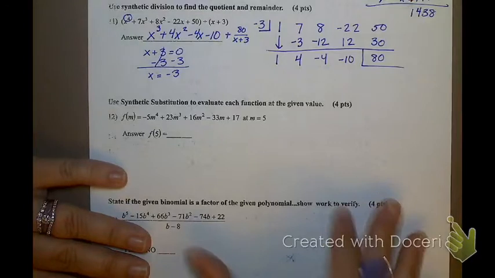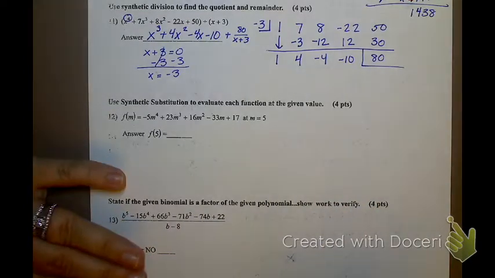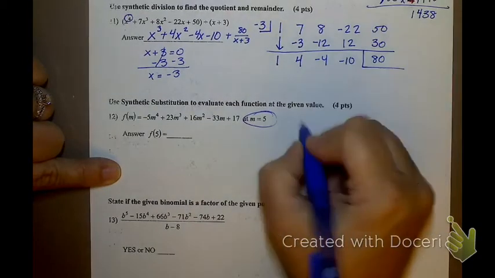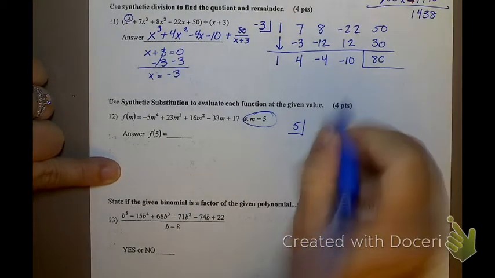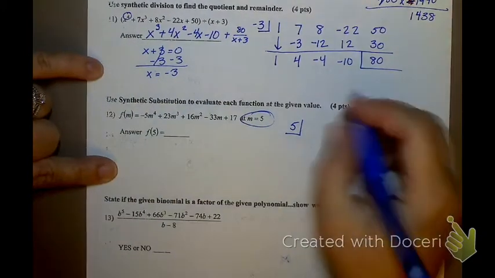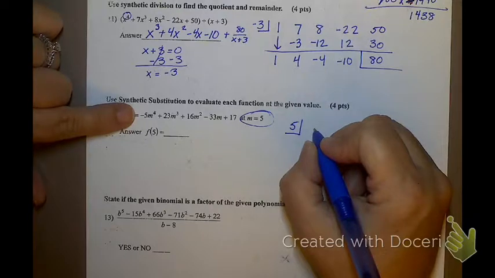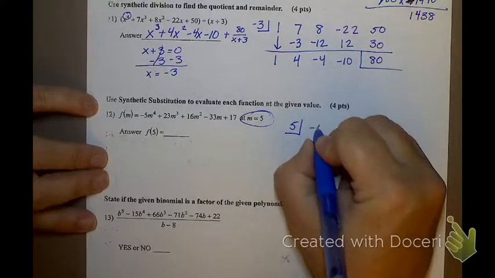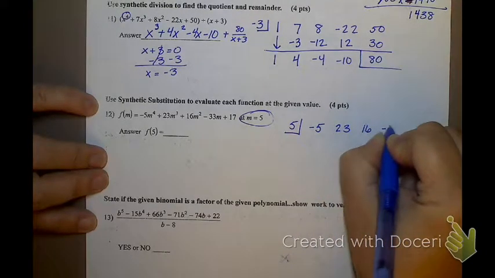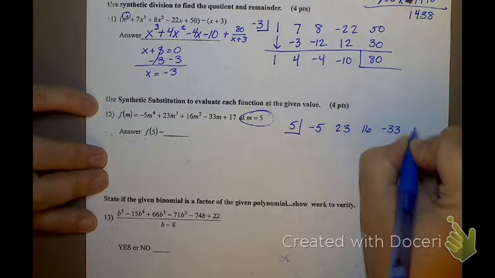So much easier. All right, synthetic substitution. How does synthetic substitution work? Well, what's my box number? Why is it not -5? Because it's already two. They already got it to this form, right? Do I have any placeholders? 4, 3, 2, 1, 0. I don't think I do. So -5, 23, 16, -33, and 17.